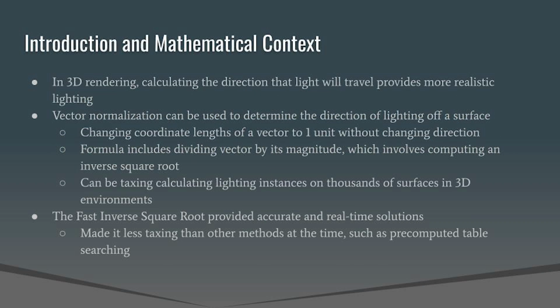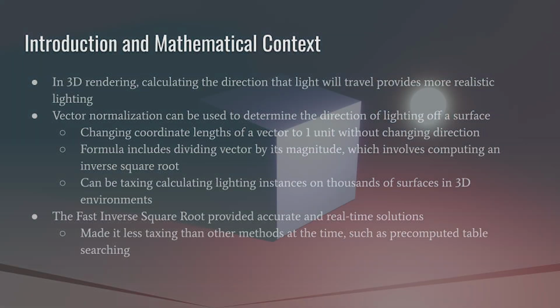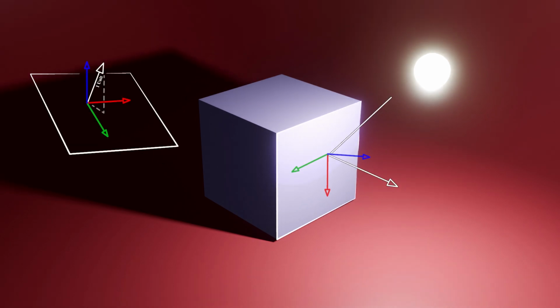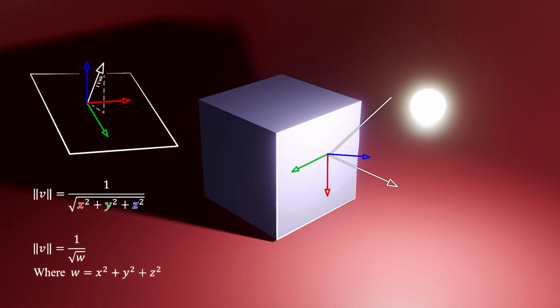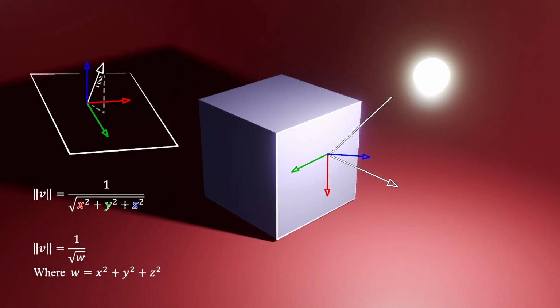Accurately calculating the direction and intensity of light in 3D rendered environments creates more realistic surroundings and immersive gaming experiences. Games use vector normalization to calculate the direction of lighting off a surface. This involves changing coordinate lengths of a vector to 1 without changing its direction. The formula for this involves dividing the vector by its magnitude, requiring an inverse square root. This can be taxing on a system calculating thousands of surfaces in 3D builds.